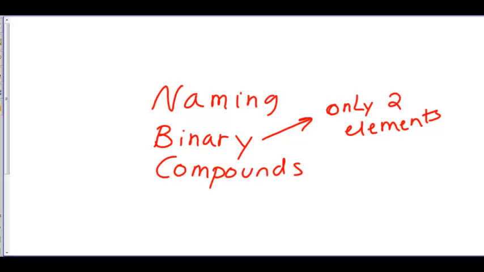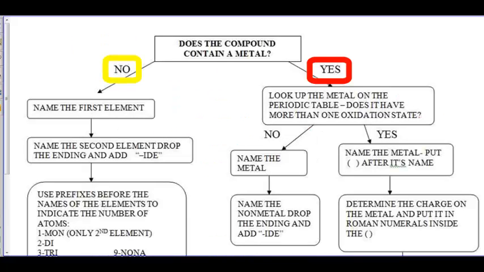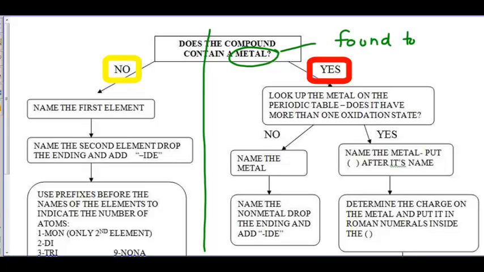Once we know we have a binary compound, the next question we ask ourselves is, does it have a metal? Okay? And we're going to deal only today with the answer that is yes. So once you know you have only two elements in your compound, you ask yourself, does it have a metal? Remember, metals are found to the left of the stairs, except for hydrogen. We dealt with that in the last unit.